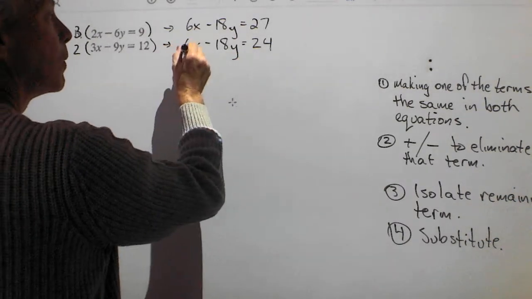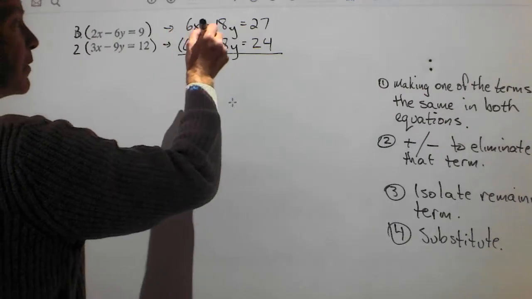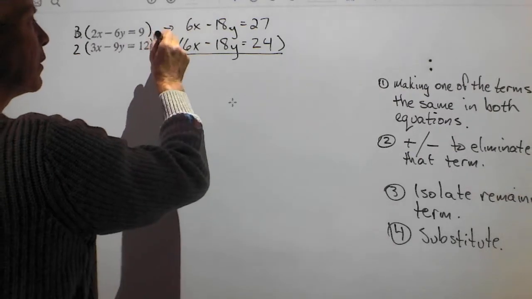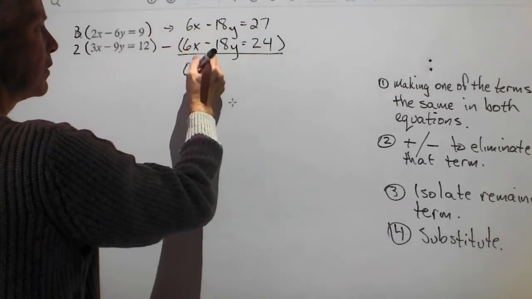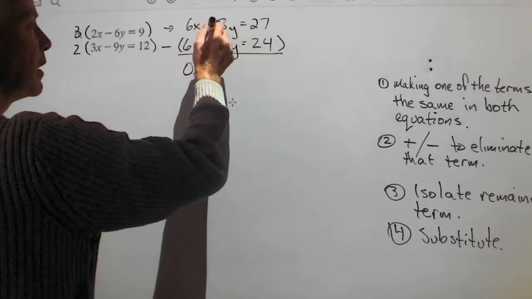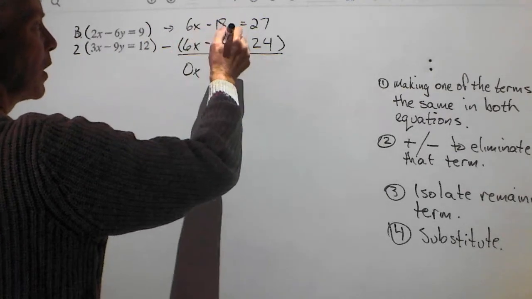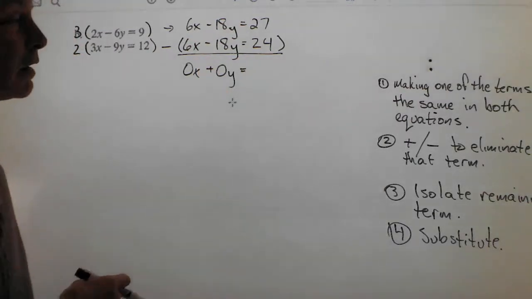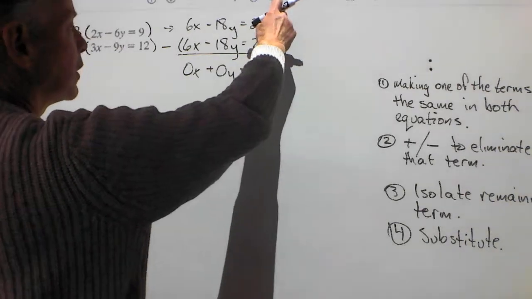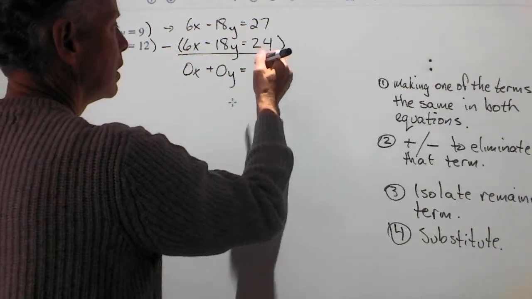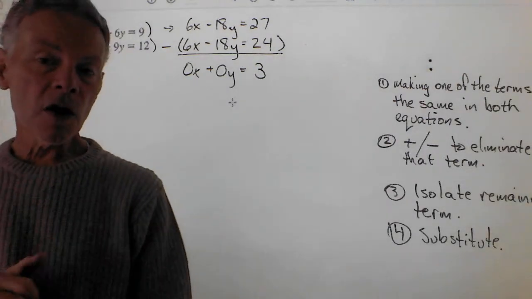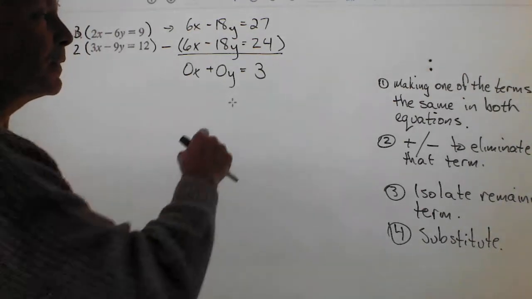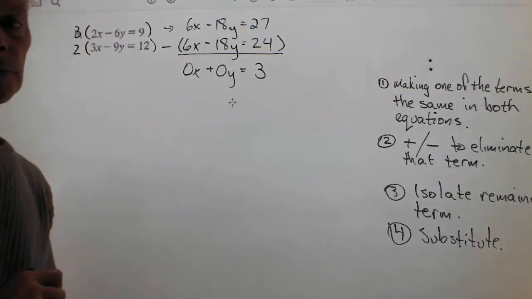Now, when we go to subtract, which we have to do because remember the sign on 6x is the same, they're both positive. So when we go to subtract, we get 6x minus 6x, 0x. Negative 18y minus negative 18y is like saying negative 18y plus 18y gives us 0y. Looks like the one we just did until you get to the constant term. 27 minus 24 gives us 3. This is not the same. Okay? Not the same as the last example because everything doesn't disappear.